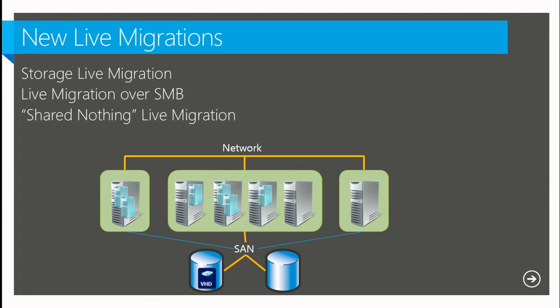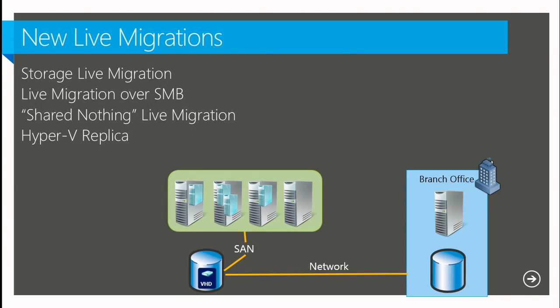The final related migration type is Hyper-V Replica. Hyper-V Replica is a free in-box solution that allows us to do replication of virtual machines. What we do here is every 5 minutes, we'll take a virtual machine and copy it to a different host, but not bring it online. This is essentially a free in-box disaster recovery solution.